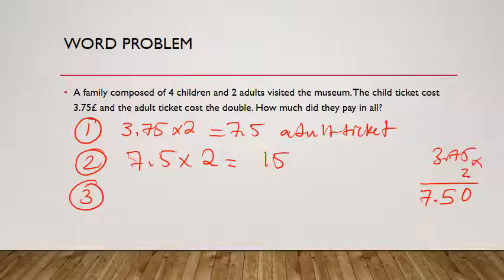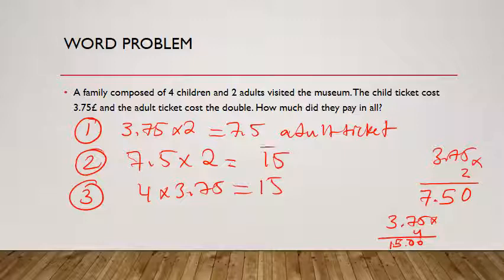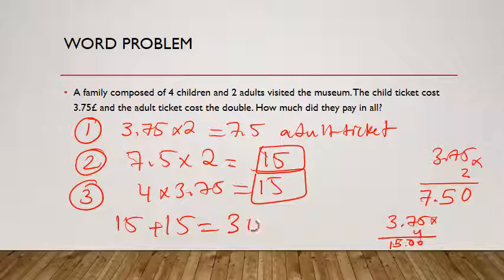Now I have 4 children, so 4 times 3.75. Let us do it. Then I'm going to add all of them together. 4 times 5 is 20, 4 times 7 is 28, plus 2 is 30, 4 times 3 is 12, plus 3 is 15, so it's 15. Now let us add the cost of the adult and the cost of the children. 15 plus 15 equals 30.